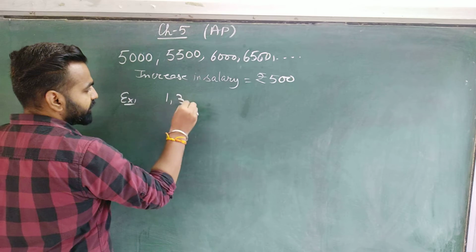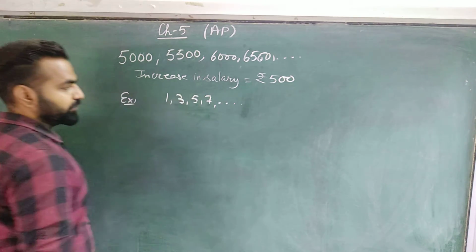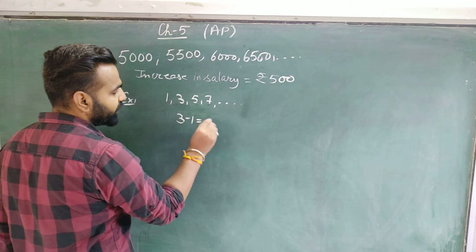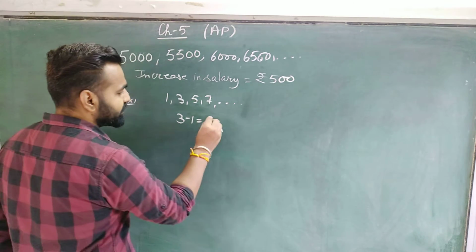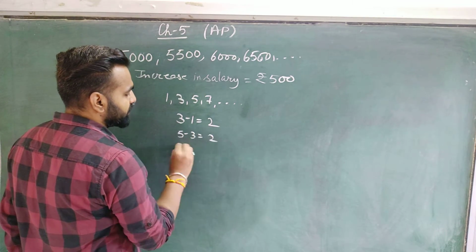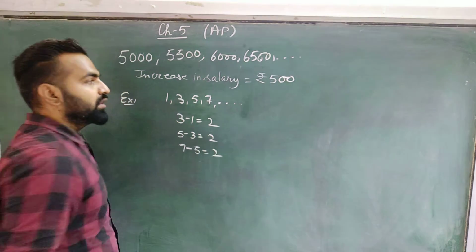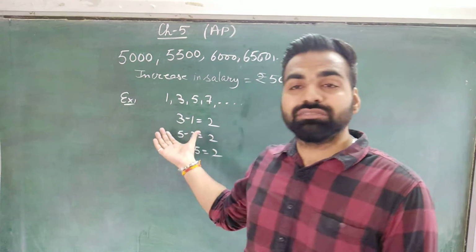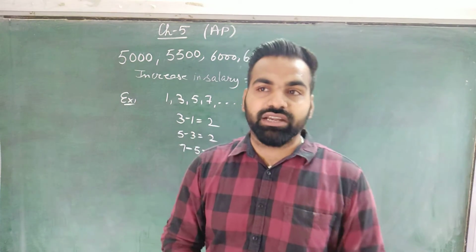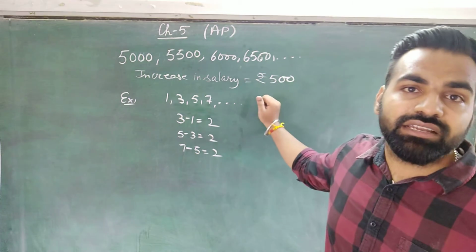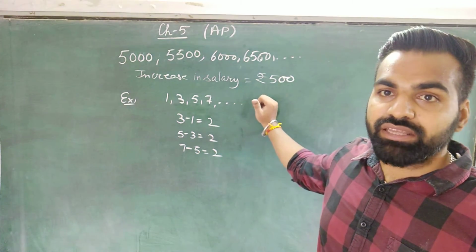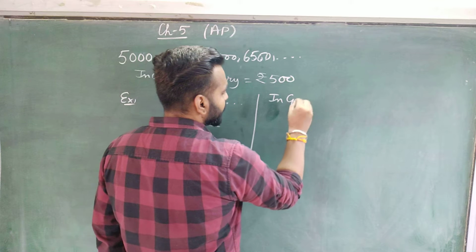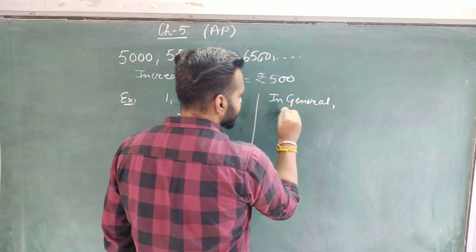For example, I am taking another second example. I am taking odd numbers here, 1, 3, 5, 7 and so on. This is an infinite series. Here we can see that if I take the difference of any two consecutive odd numbers, 3 minus 1 is 2, 5 minus 3 is 2, 7 minus 5 is again 2. So this is an AP. Clear? Whenever the difference between any two consecutive terms is constant, then we say that series is an arithmetic progression. Clear?